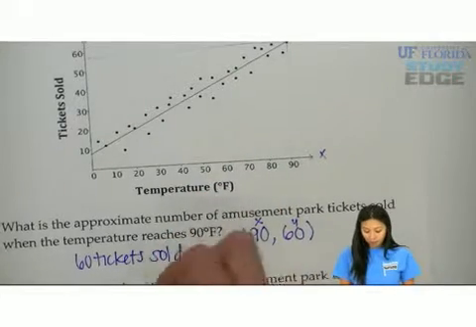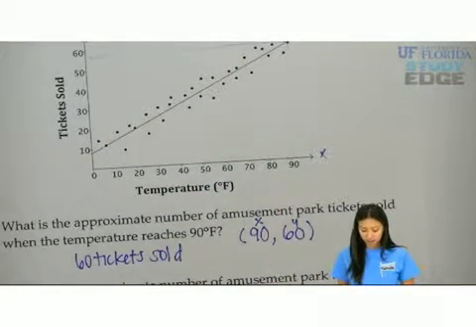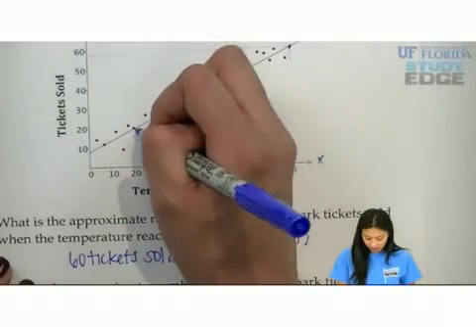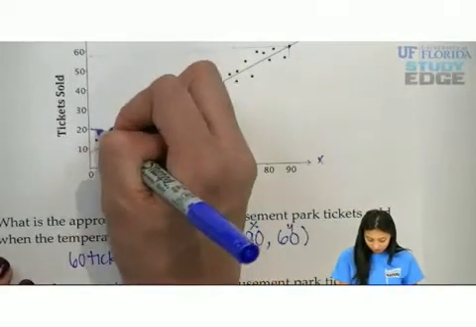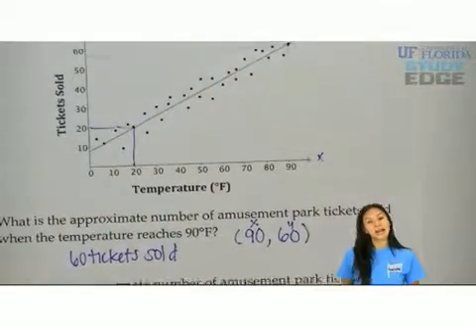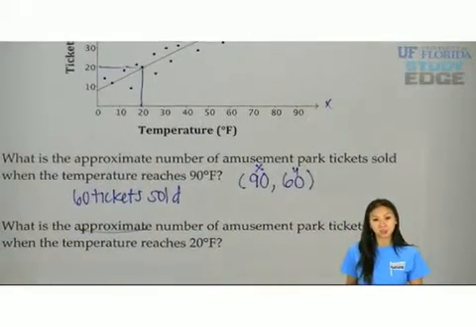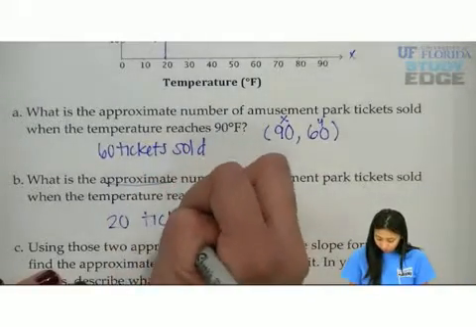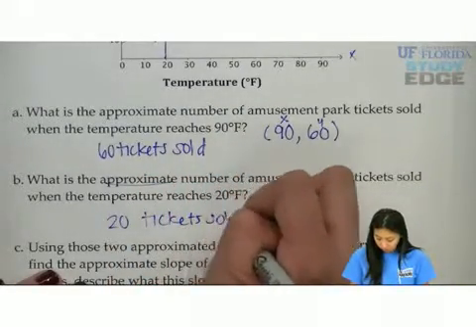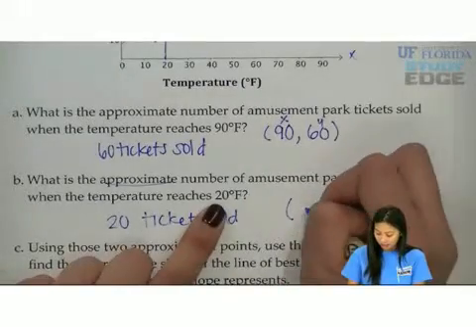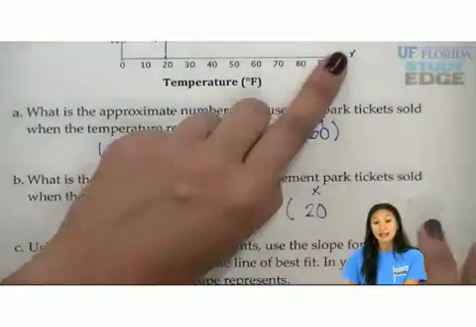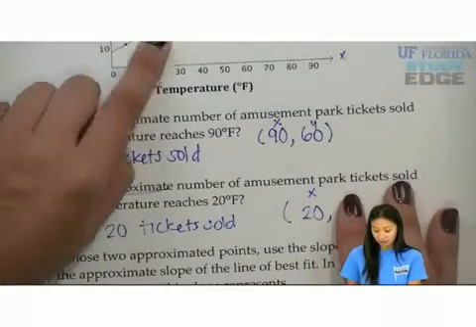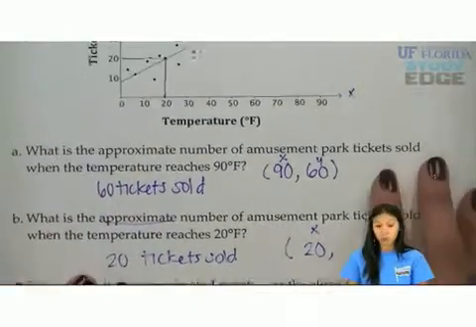What is the approximate number of amusement park tickets sold when the temperature reaches 20 degrees? So 20 degrees is right here. And I'm going to say it's approximately 20 tickets sold. So when it's 20 degrees, that's the x, remember, then we know that it's about 20 tickets sold.